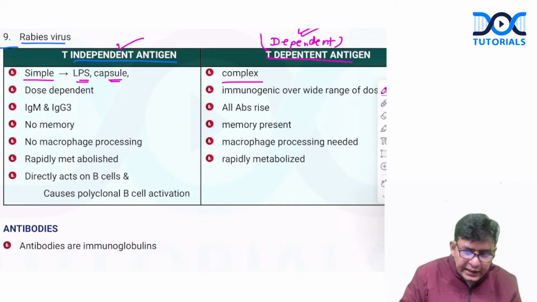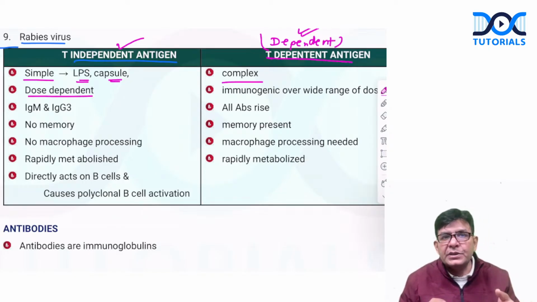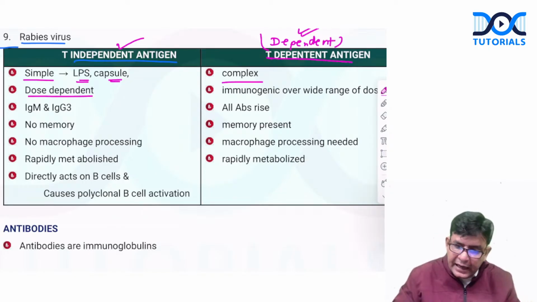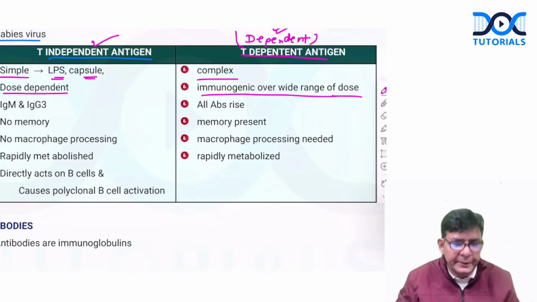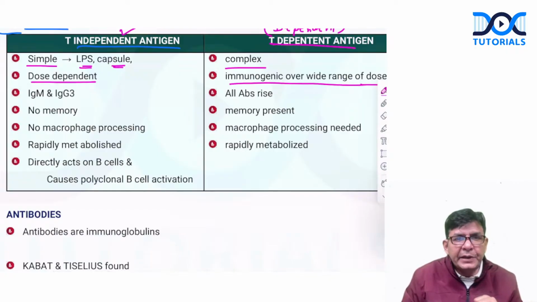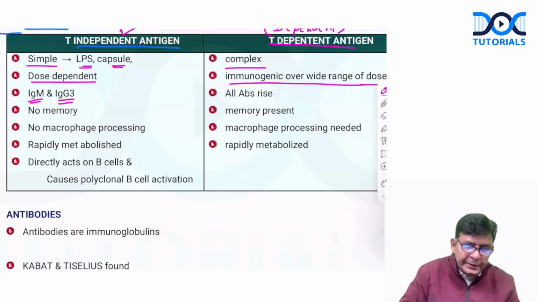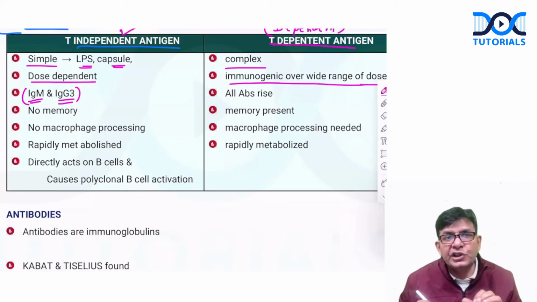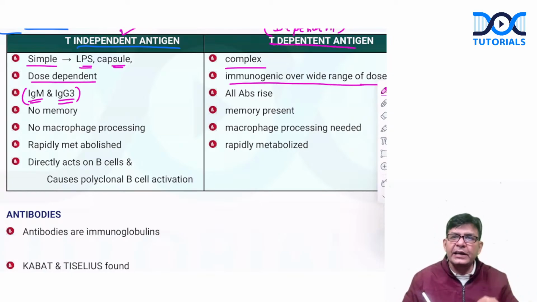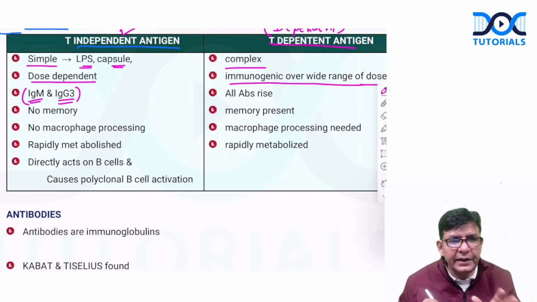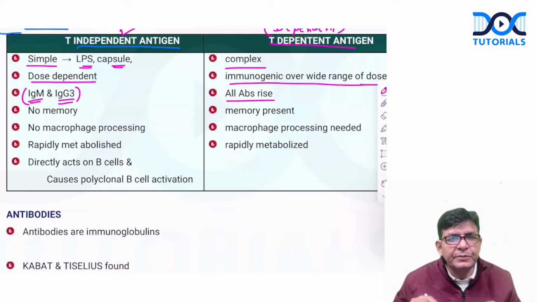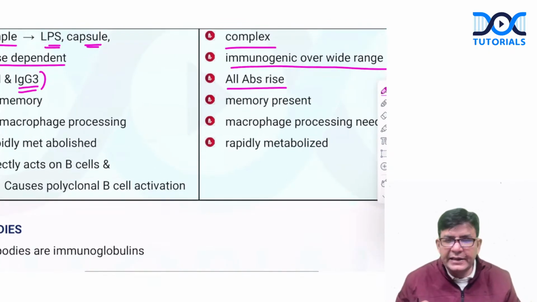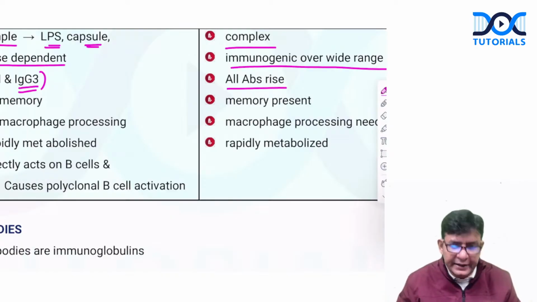Okay, this particular one is dose dependent. Then only it will induce the antibodies, and it is immunogenic over a wide range of dose. So dose is not a problem here. Which antibodies are produced? IgM and IgG3 only, not all the lineages. They are being induced. Here, all the antibodies rise. So that is the story of T dependent.